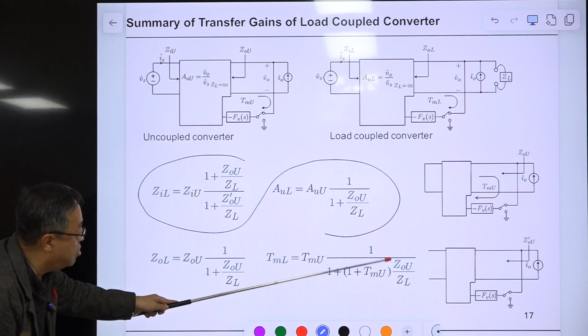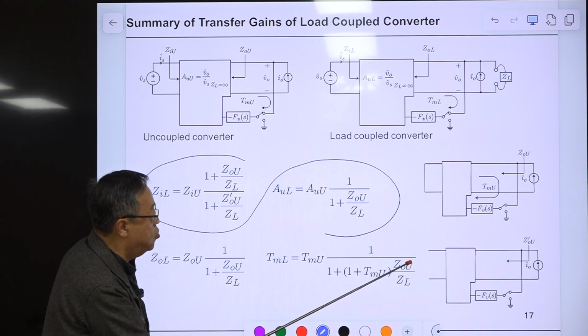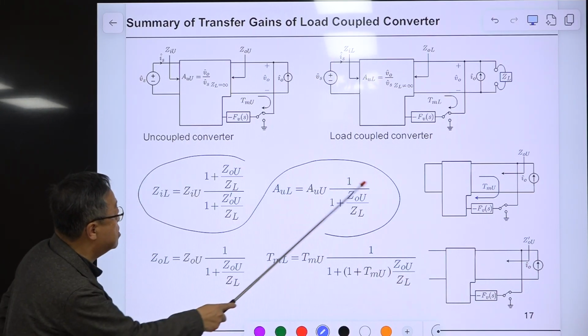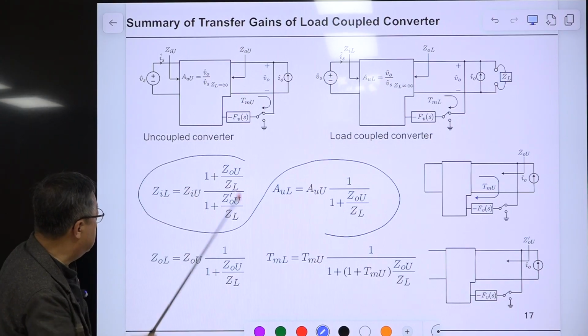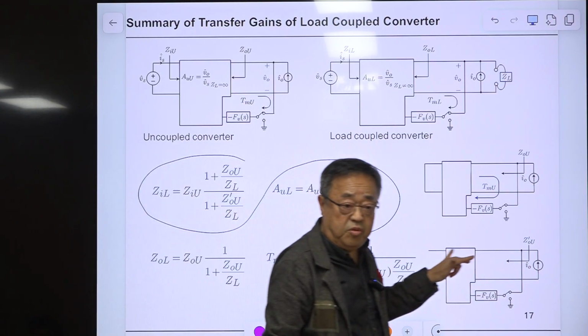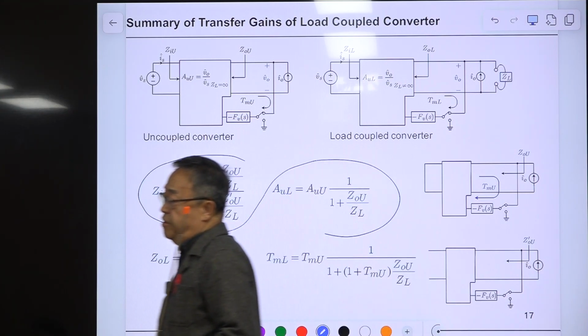And we have our friendly ratio, GOU divided by GL. So every term has this one, and this one, this one, this one. This is very important. This will be named the minor loop gain in the next lecture. Okay, that is very important. But for now, just remember that this is appearing again and again.